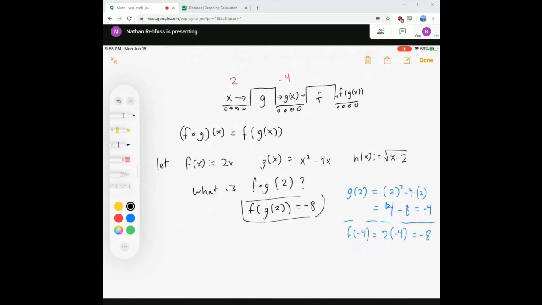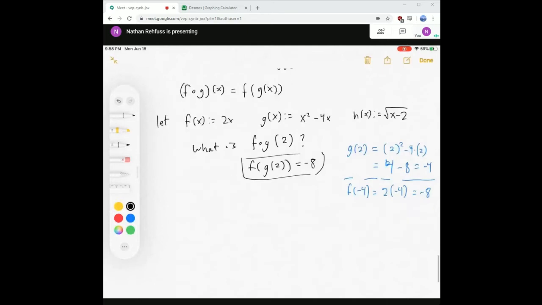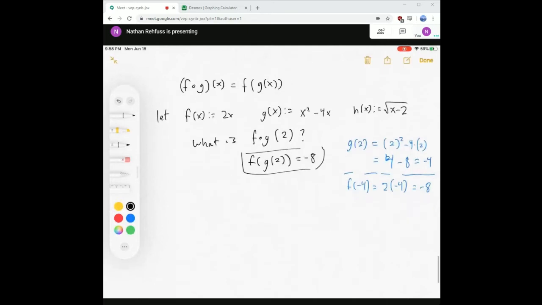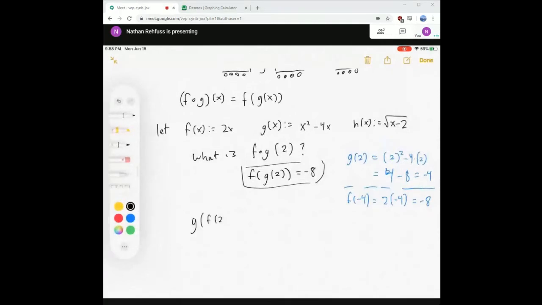Goofy thing is, if I wanted G of F of 2, then first I'm going to do F of 2, which is 4, yeah? Because it's 2 times 2. And then G of 4 is 4 squared minus 4 times 4, so that's 0. So G of F of 2 is 0. So it's a different answer.